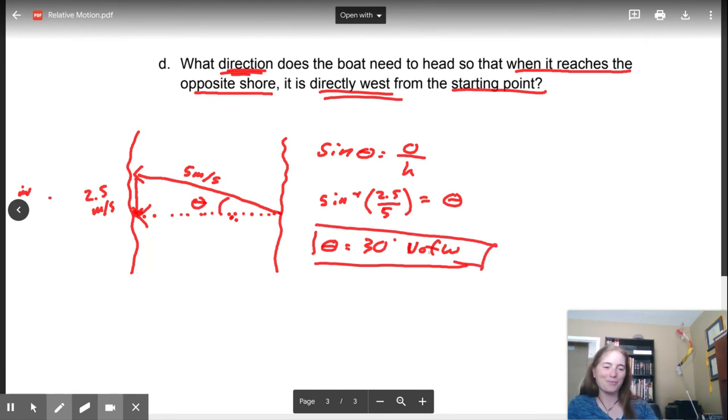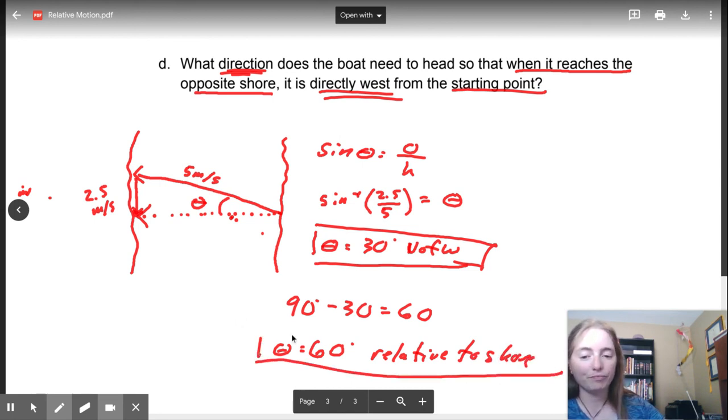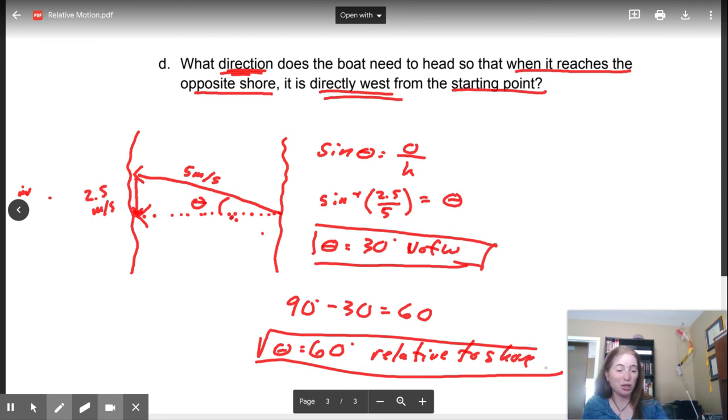Okay? So, ladies and gentlemen, you can still refer to shoreline if you want. You can just go 90 degrees minus 30, which is going to give you 60. And so you're welcome to say that theta would equal, so that would be this theta there, 60 degrees relative to shore. So both mean the same thing. However, you just need to communicate your reference point. And if it's a multiple choice question, then just check and see where your theta is.